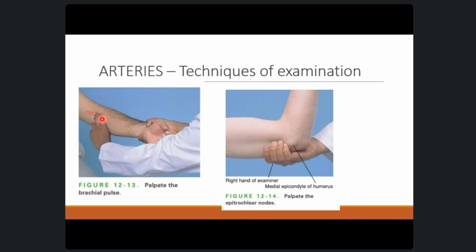So this one is your brachial. As a technique also here, this is where you take the BP.